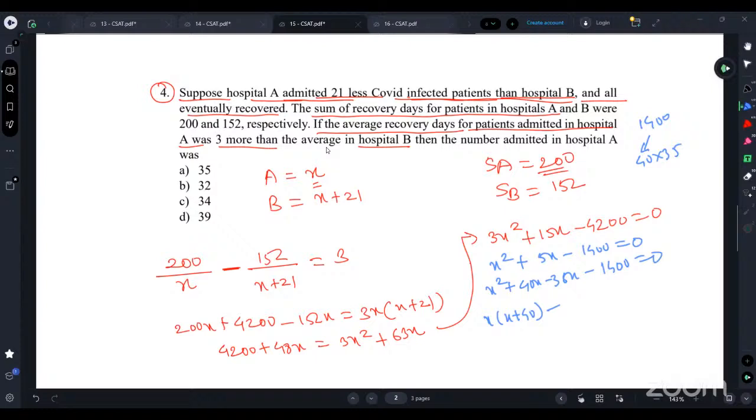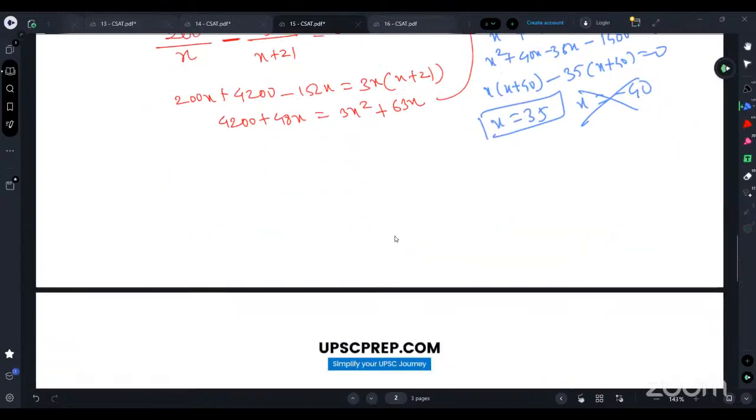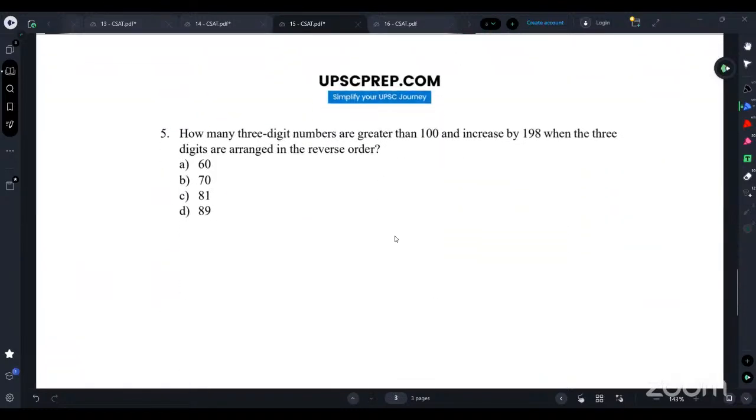In actual exam scenario. Now, this will be x into x plus 40 minus, if I take this 35 out, x plus 40 equal to 0. So x will be either 35 or x will be minus 40. So number of patients cannot be negative. So 35 would be the answer. Option A. Okay. Now let's see this fifth question, guys.